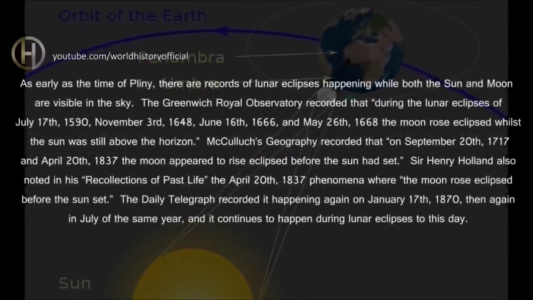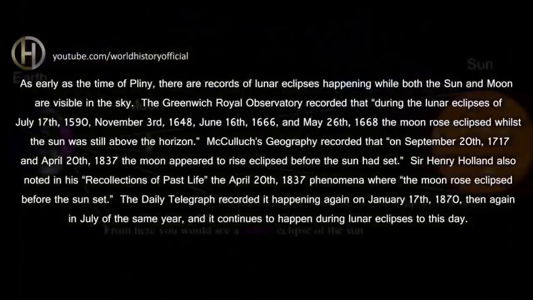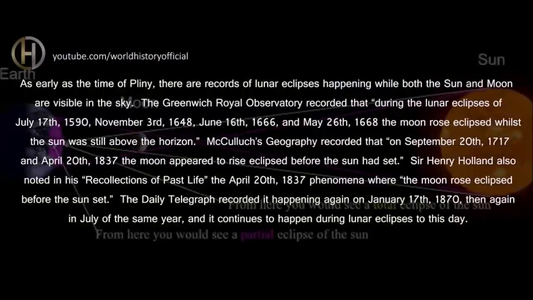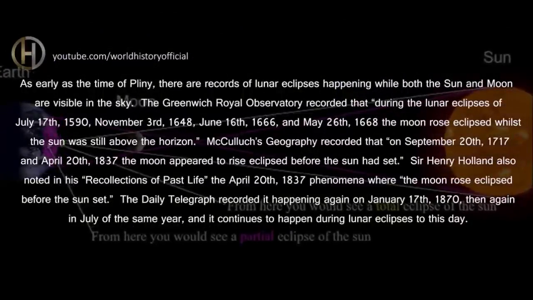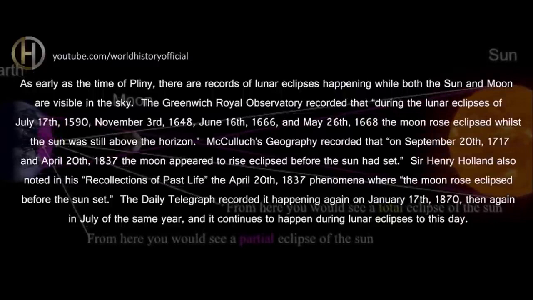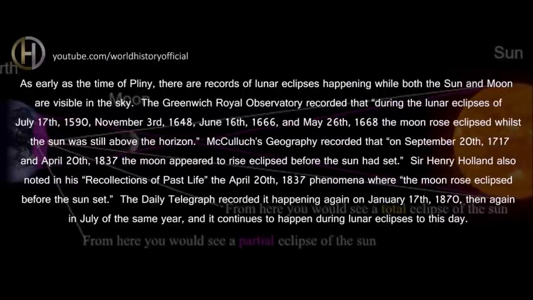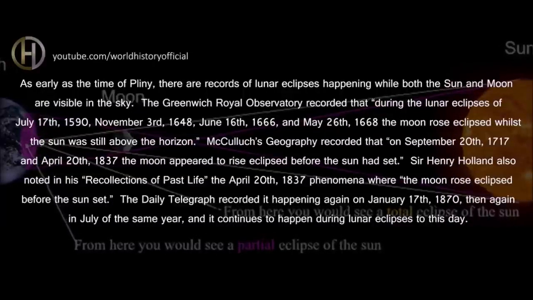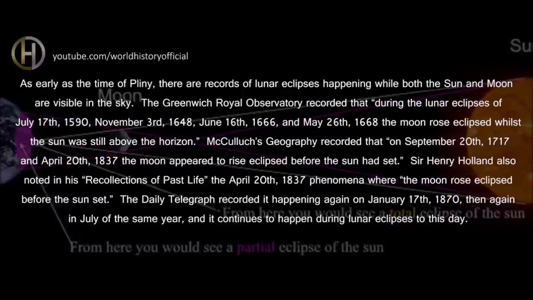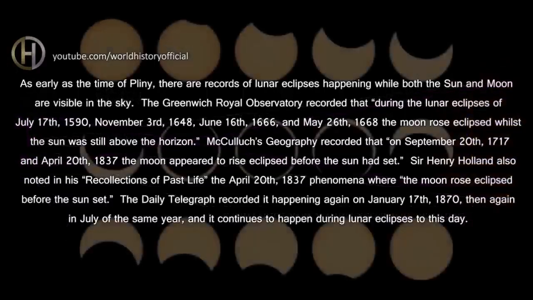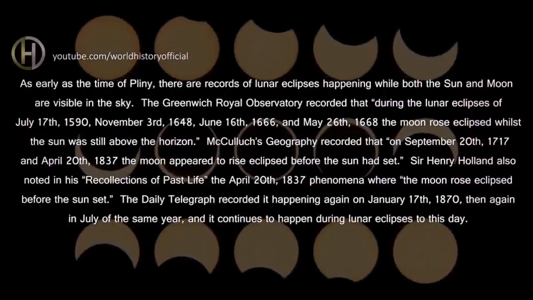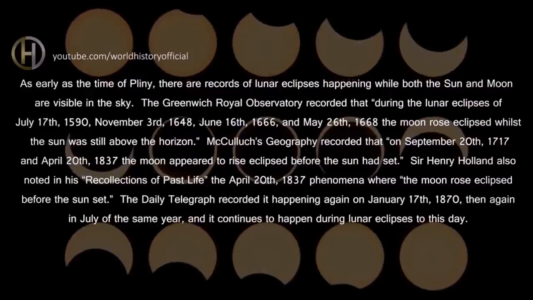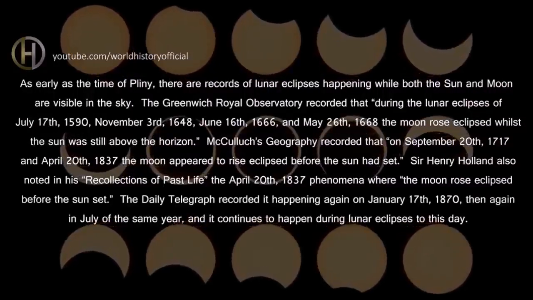As early as the time of Pliny, there are records of lunar eclipses happening while both the Sun and Moon are visible in the sky. The Greenwich Royal Observatory recorded that during the lunar eclipses of July 17, 1590, November 3, 1648, June 16, 1666, and May 26, 1668 the Moon rose eclipsed whilst the Sun was still above the horizon.